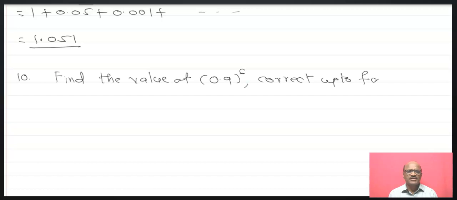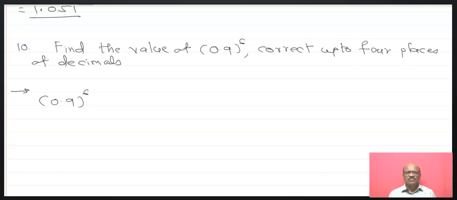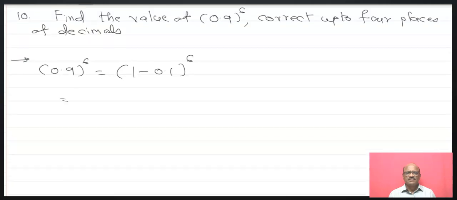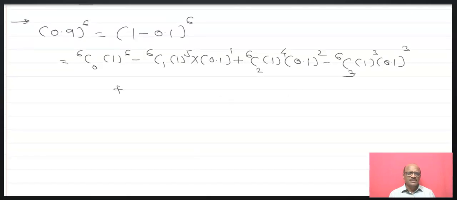Now the next is find the value of 0.9 bracket raised to 6 correct up to the 4 decimal places. 0.9 means what? 1.1 minus 0.1. And now expand it. And alternately you will have the plus and minus sign are also there. Again minus sign.